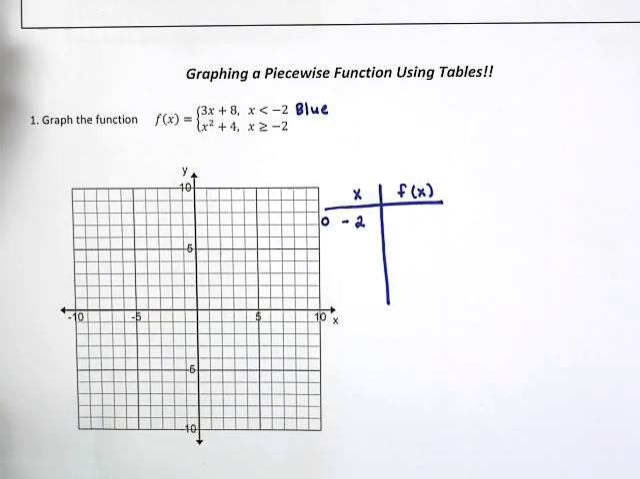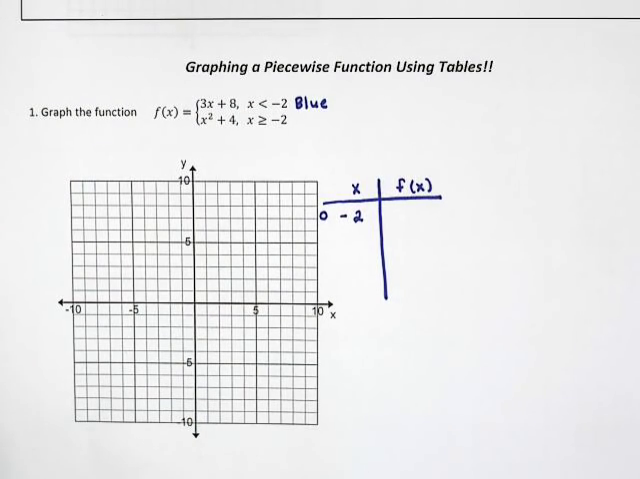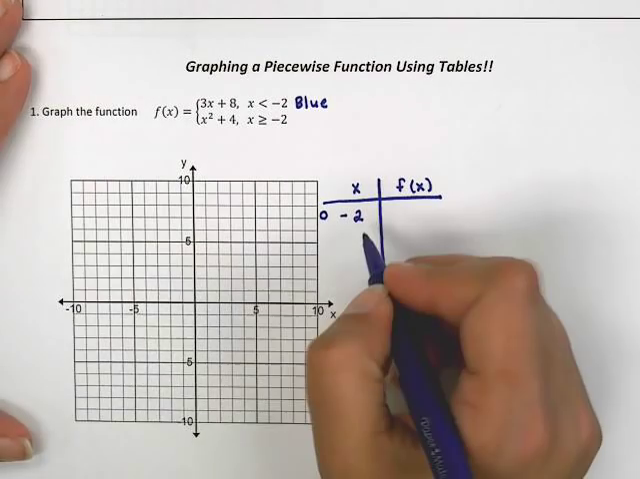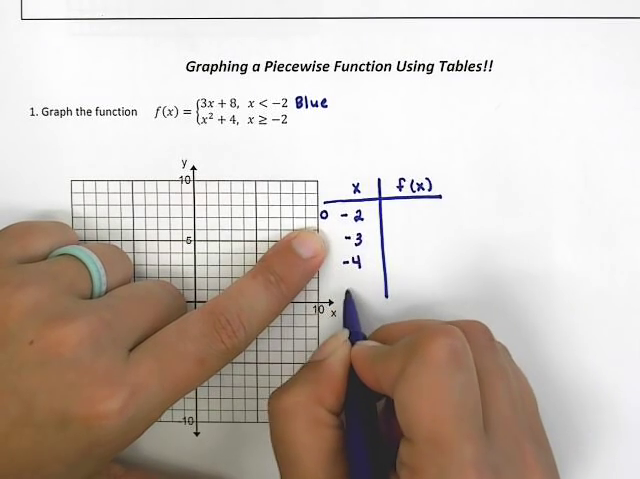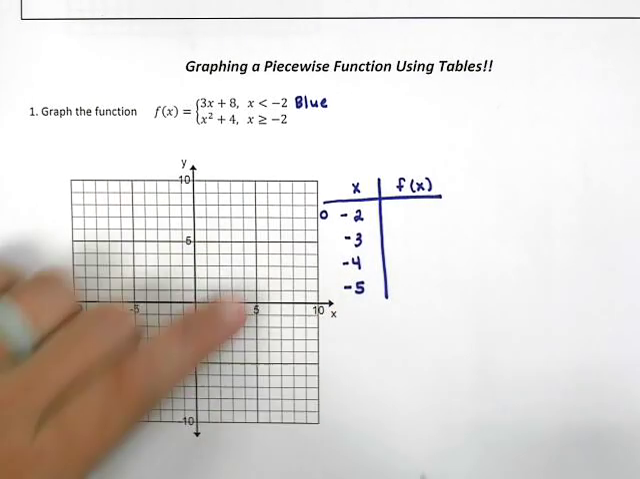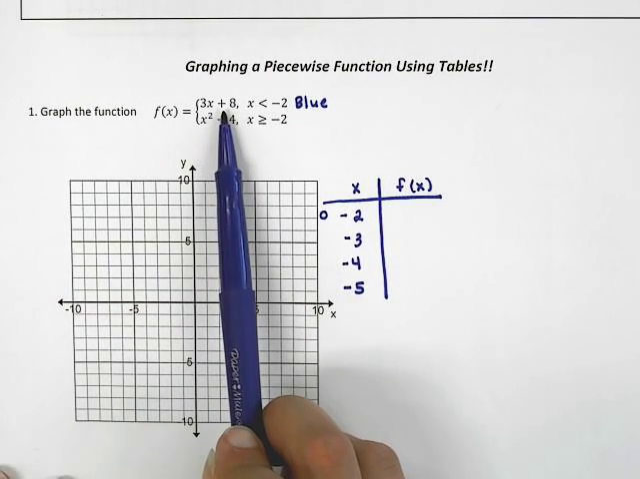So I'm going to put an open circle here to remind myself that when I use -2, it's just going to be an open circle because this is not equal to -2. Now if I include other numbers that are less than -2 on this list, what I'm going to have is -3, -4, and -5.